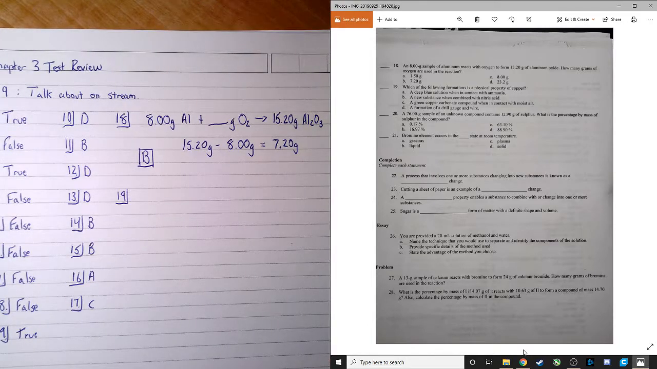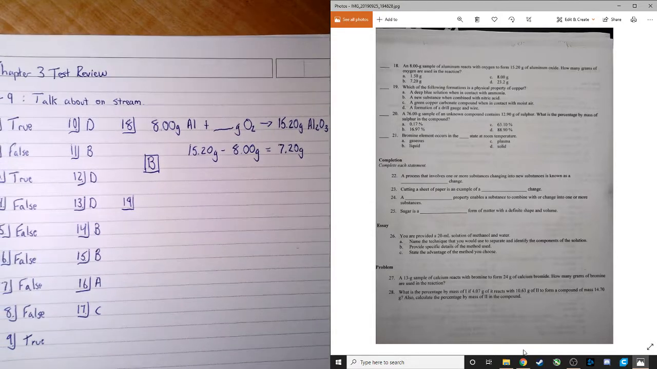Number 19. This is once again just a statement. We don't have to do math here. It says, which of the following formations is a physical property of copper? What a physical property is, we'll just remind you: a physical property is a characteristic that can be observed or measured without changing the composition of an element.